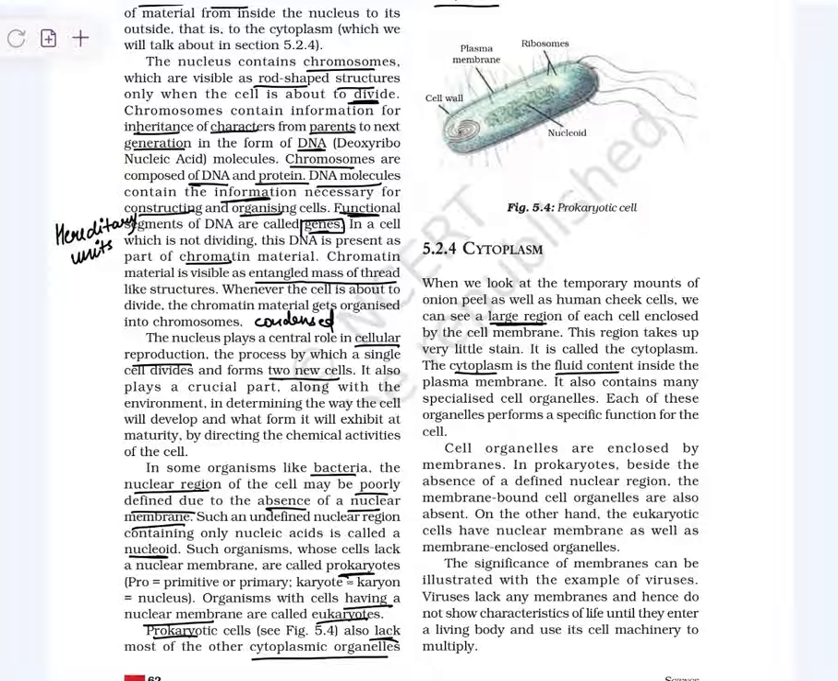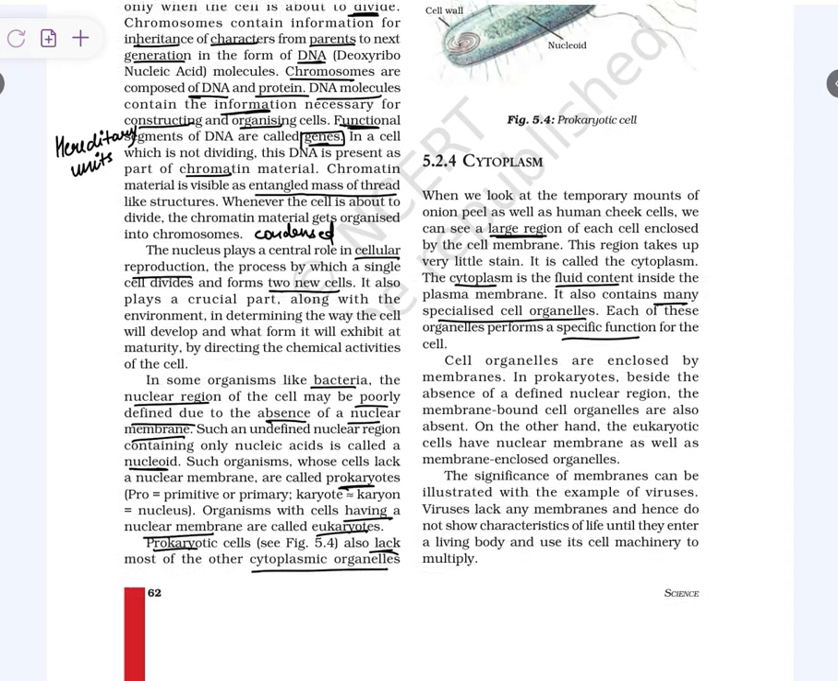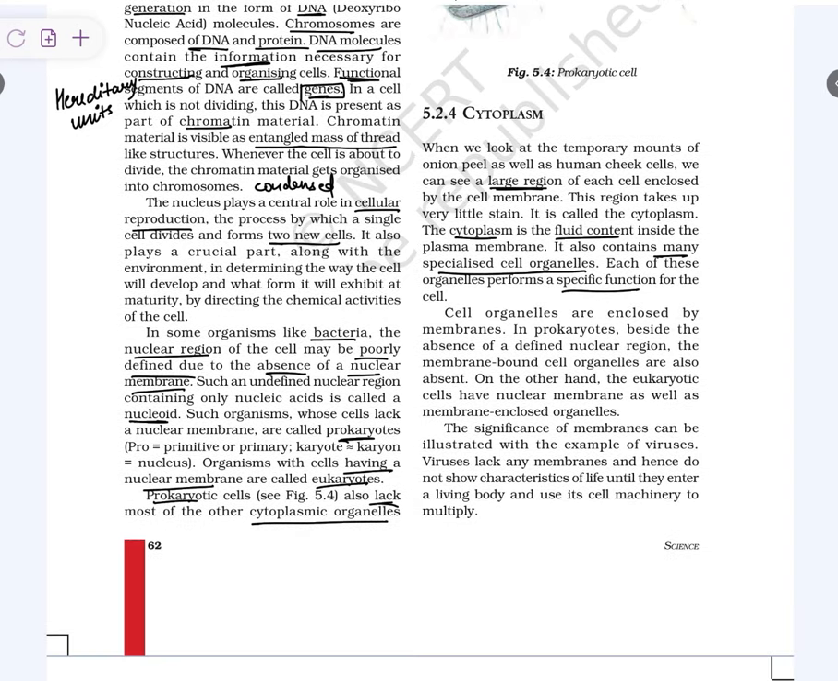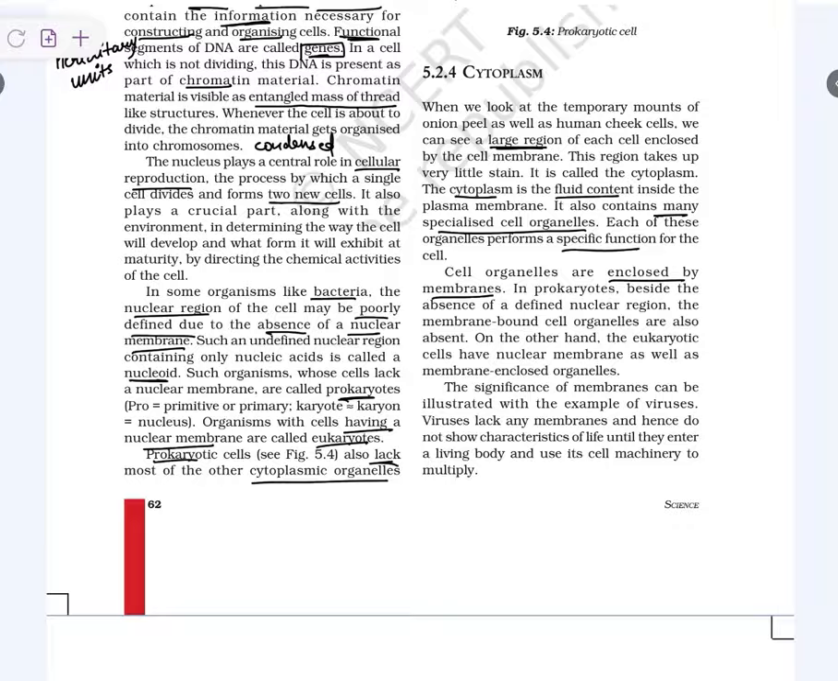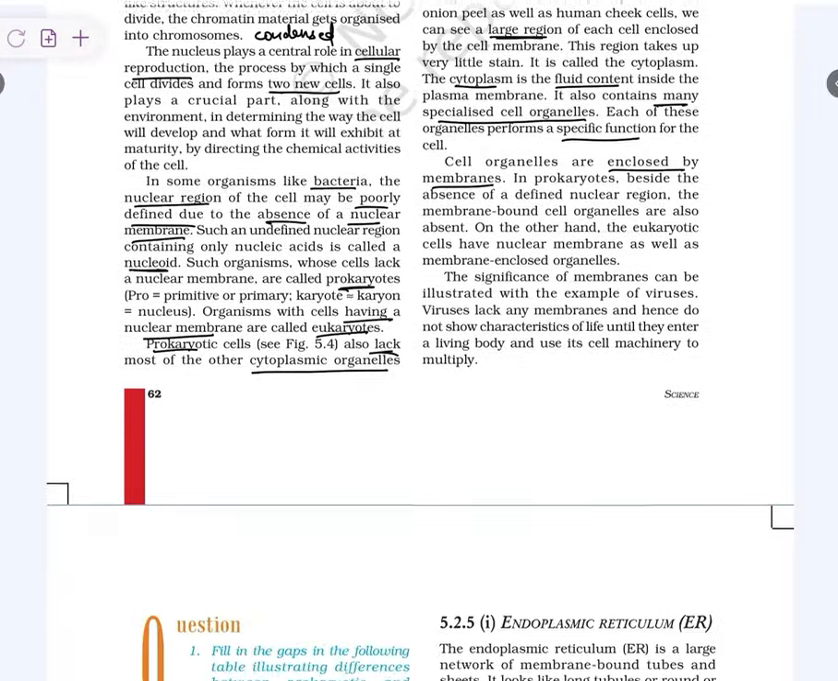Cytoplasm is a fluid content, and it contains many specialized cell organelles, and these organelles perform specific functions for the cell. Now cell organelles are also enclosed by membranes, and in prokaryotes, besides the absence of a nuclear region, we also don't have membrane-bound cell organelles present. But in eukaryotes, we do have a nuclear membrane as well as membrane-bound organelles.